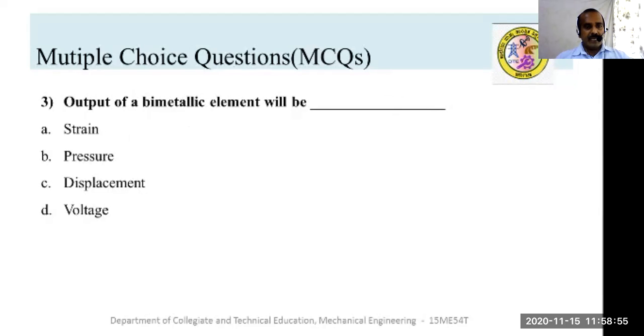Output of a bimetallic element will be strain, pressure, displacement, voltage. The answer is C. Bimetallic element is used for measuring temperature. It produces a proportional output displacement for the input parameters.